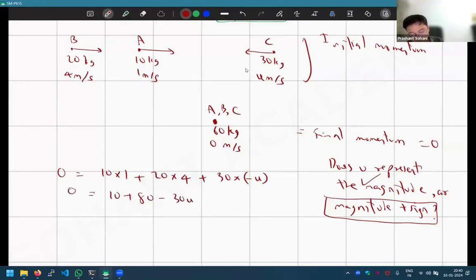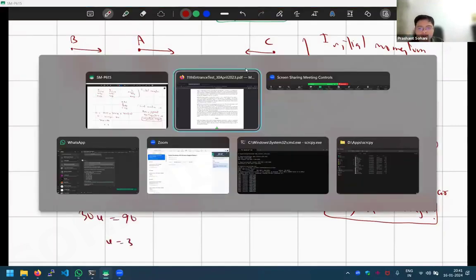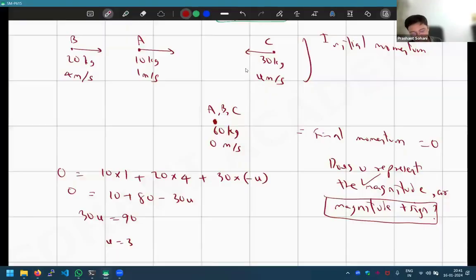Okay, so therefore I'm just getting an equation. And so I know 30 U is 90 and U is 3. And what have they asked? They have asked the velocity of U. So therefore U is 3 meter per second. So you see how the calculation part was really small and simple.